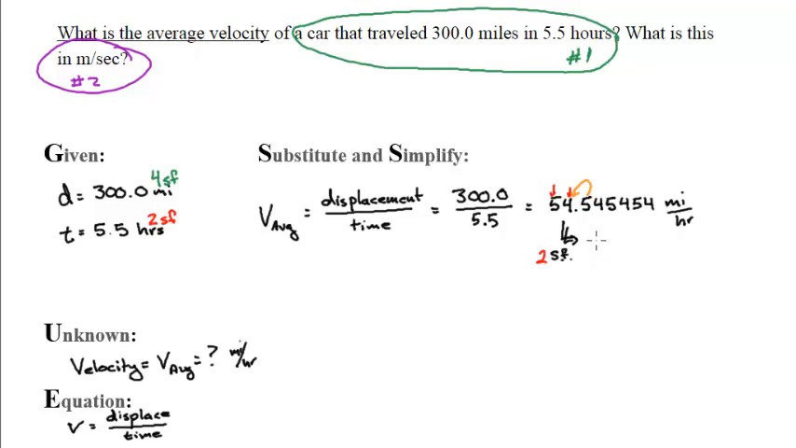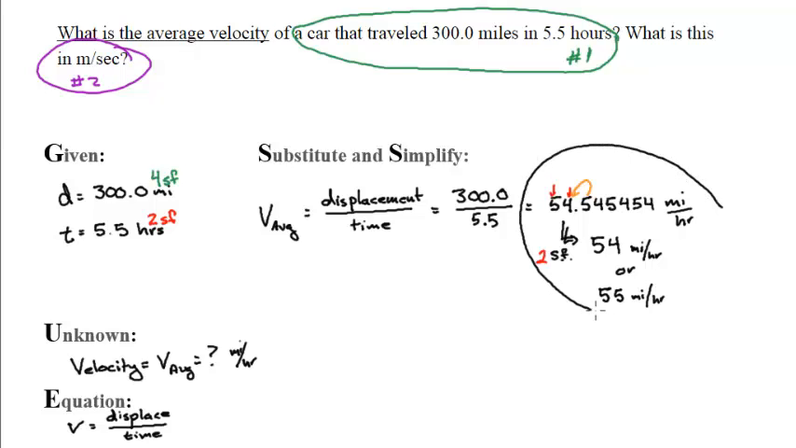It gets to round. Now, depending on what rounding rule you use, you can either round this to 54 miles per hour, or you could round it to 55 miles per hour. I would accept either one of them. So this is the answer to question number 1.